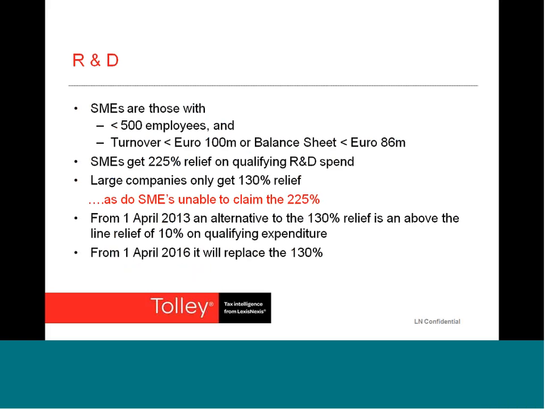Now, the government are phasing the 130% relief out. And so from the 1st of April 13, there's an alternative to this 130% relief. And this is going to be what we're going to call an above-the-line relief of 10% on qualifying expenditure. And I'll show you how that works with an example in a moment. Between April 13 and the 1st of April 16, companies have got a choice. They can choose between this new method or the old 130% method, but from 1 April 16 onwards, the 130% method will not be there anymore. So we're going through a bit of a transition here.